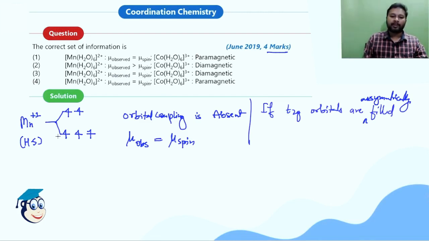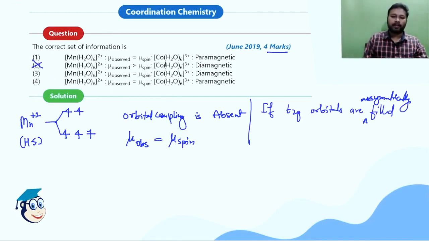Since here the T2g and Eg orbitals are both symmetrically filled, there is no orbital coupling, and that's why mu observed and mu spin will be equal. So the magnetic moment will be the same. That means you can easily cancel out option number 2, right? Now you have a choice between 1, 3 and 4.